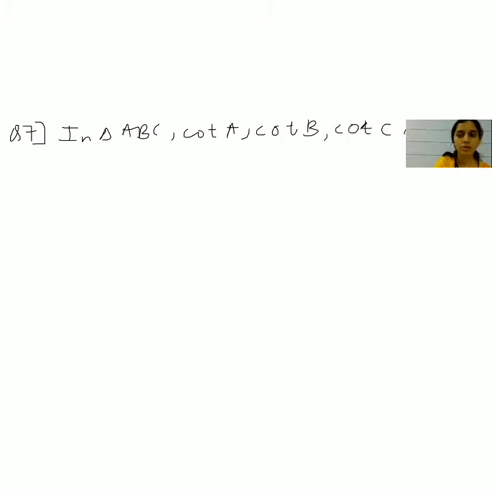This is question 7. Okay, so what is question 7? It says that if in triangle ABC, cot A, cot B, and cot C are in AP, prove that A square, B square, and C square are in AP. You have to prove this.